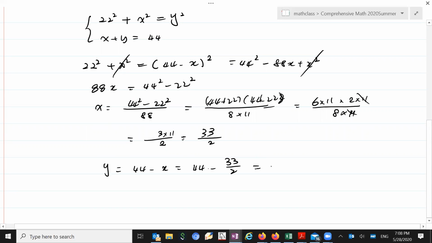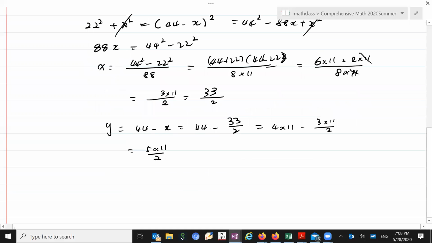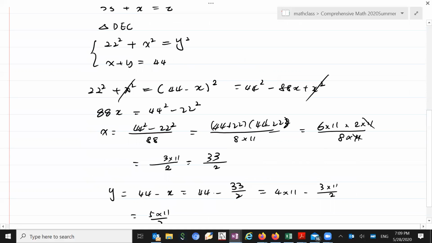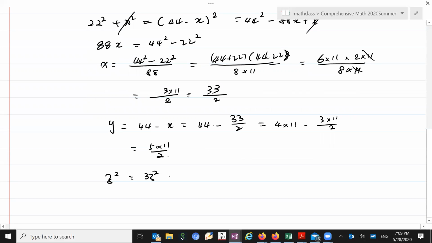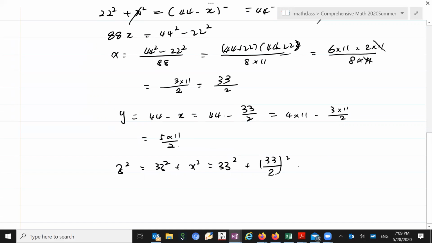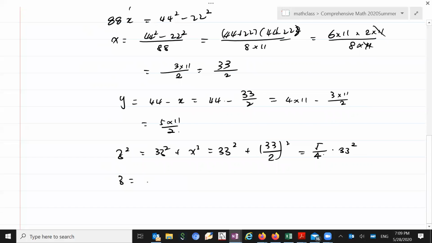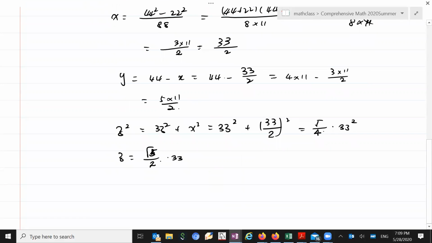It's a bigger number. So what we do is we always write 11 here, 3 times 11 over 2. So I get 8 minus 3, so 5 times 11 over 2, okay? So that's y. Z square is going to be 33 squared plus x squared. X squared is going to be 33 over 2. Okay? So 1 plus 3 is going to be 5 over 4 times 33 squared. Okay? So z is going to be, so this is the answer. So you can get all of the sides you need.